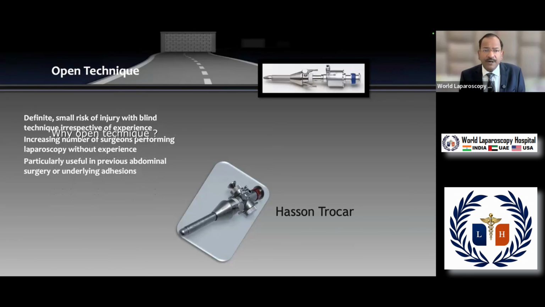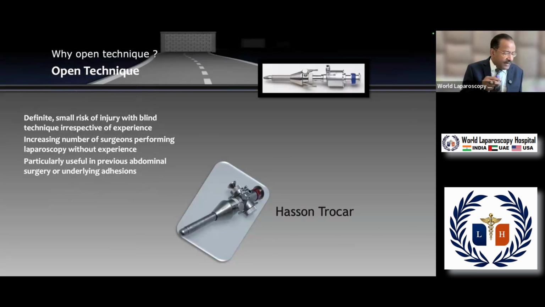Now coming to the open technique. For the open technique, you need this, which is called the Hasson cone, and this is the Hasson trocar. The Hasson trocar is a blunt trocar. You can see I am pressing, nothing happens. It is a completely blunt trocar. You can take any cannula, any trocar, remove this trocar and attach this one here, and there is a screw here. Once you put it, it will come, and then remove this and introduce this blunt one here, and now it is ready.